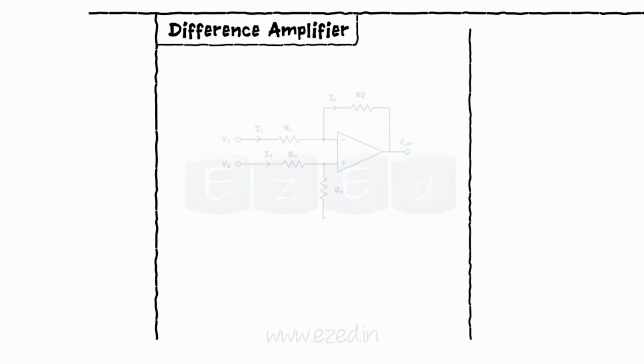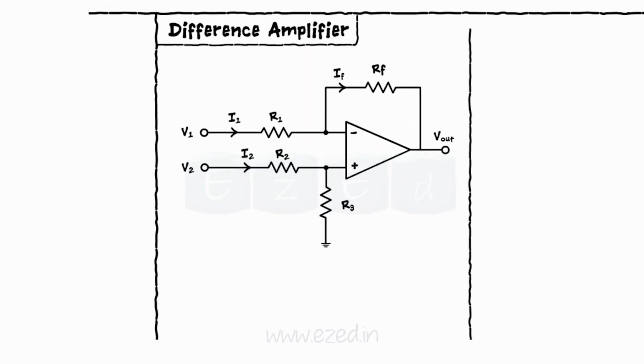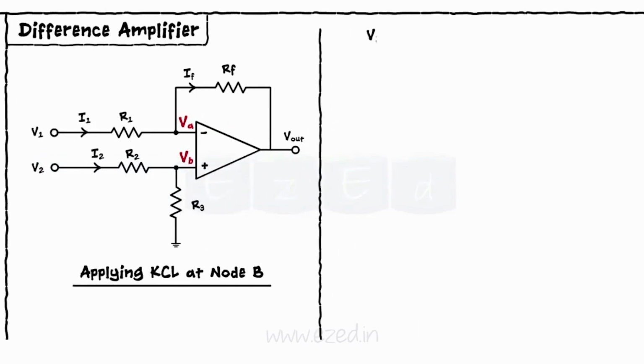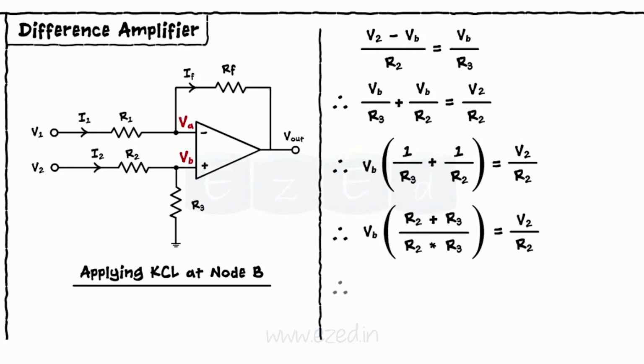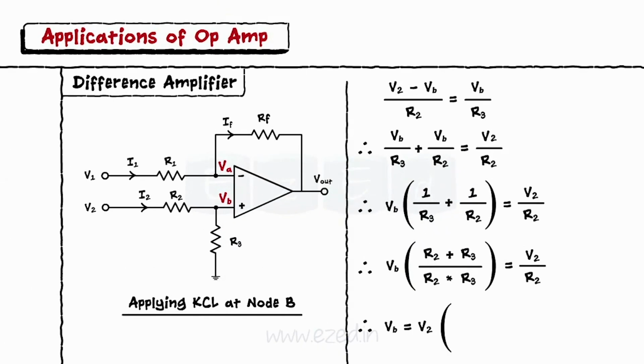The next application of an op amp is a difference amplifier. Here, we apply KCL at both the nodes, node A and node B. Applying KCL at node B, V2 minus VB upon R2 equals VB upon R3. Therefore, VB upon R3 plus VB upon R2 equals V2 upon R2. Rearranging the terms and writing the equation in terms of VB, VB equals V2 into R3 upon R2 plus R3. Name this equation as 1.